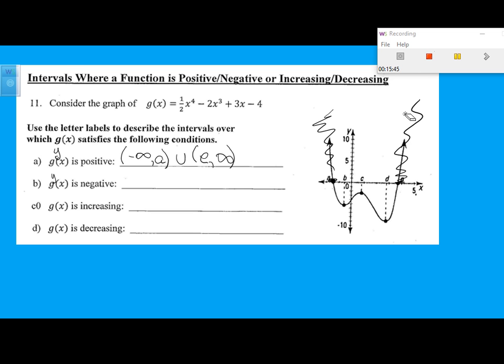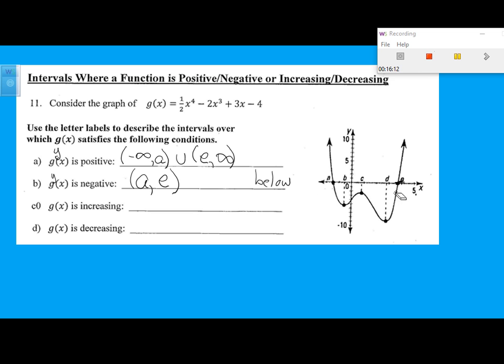So now, where is y negative? Where's g of x negative? That's going to mean below the x-axis. Well, where's this graph below the x-axis? Well, it's below the x-axis from point A all the way to point E. From point A to point E. Don't worry about that. It went down and up, down and up. It was still below the x-axis.